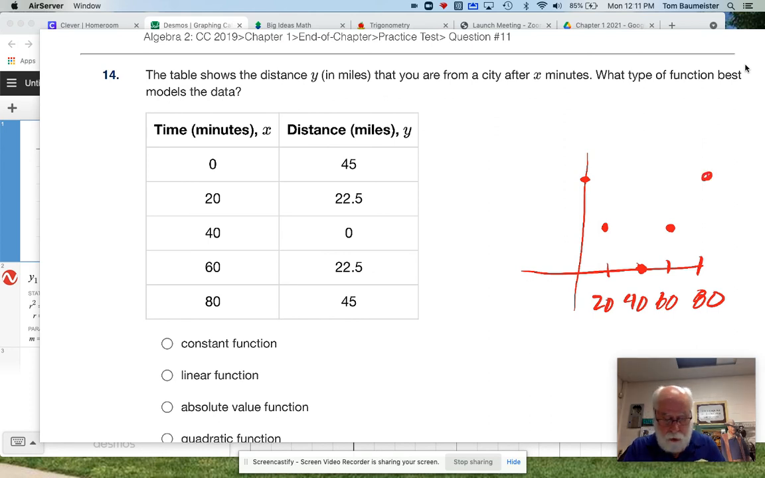So if you kind of look at that there, and if I connected the dots, okay, and since it's kind of linear in shape on one of them, the only thing this one could be is the absolute value function.